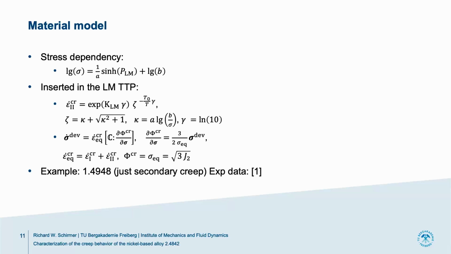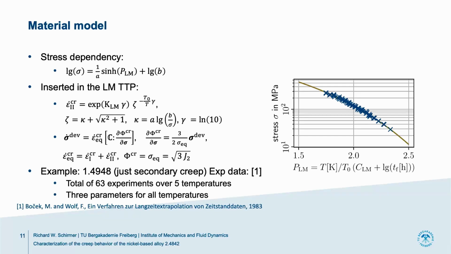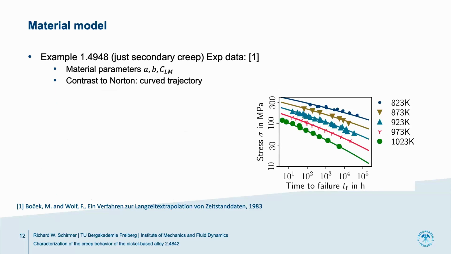But I'd like to focus for now on the secondary creep part, and I'd like to give you an example for a different material. In this case, we have 63 experiments taken from literature over 5 different temperatures, and using this equation, you can basically identify all the parameters that are inside. And using the formalism of Larson-Miller, you can project it onto a single line called master curve concept. But you can't see a lot there, so let me show you it in a different perspective.